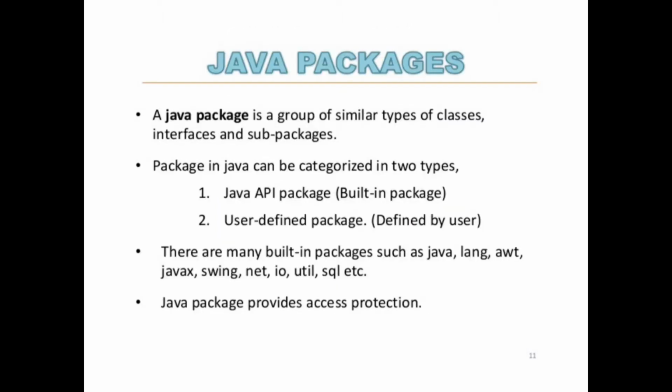A Java package is a group of similar types of classes, interfaces and sub-packages. Packages in Java can be categorized into two types. One is the Java API, that is, the Application Program Interface package, which is a built-in package. The second one is the user-defined package, which is defined by the user. There are many built-in packages such as java.lang, java.awt, javax.swing, java.net, java.io, java.util, java.sql, etc. Java packages provide access protection.